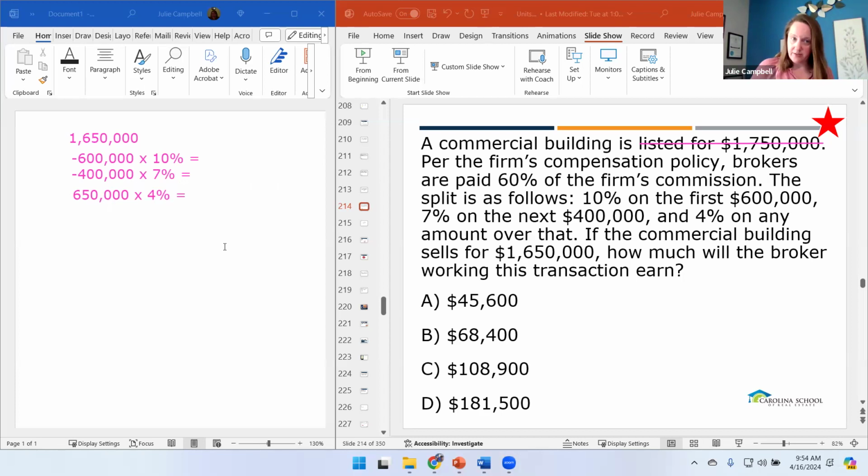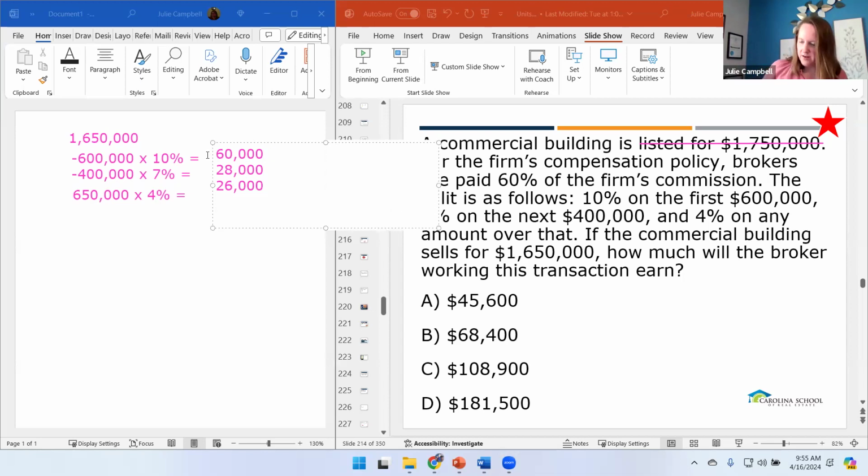So now we pick up our calculators. 600,000 times 10% is 60,000. 400,000 times 7% is 28,000. And then 650,000 times 4% is 26,000. We add all that up to get the firm's split of 114,000. Is that what you guys got? 114,000 for the firm. Thumbs up, head bobs, cool.